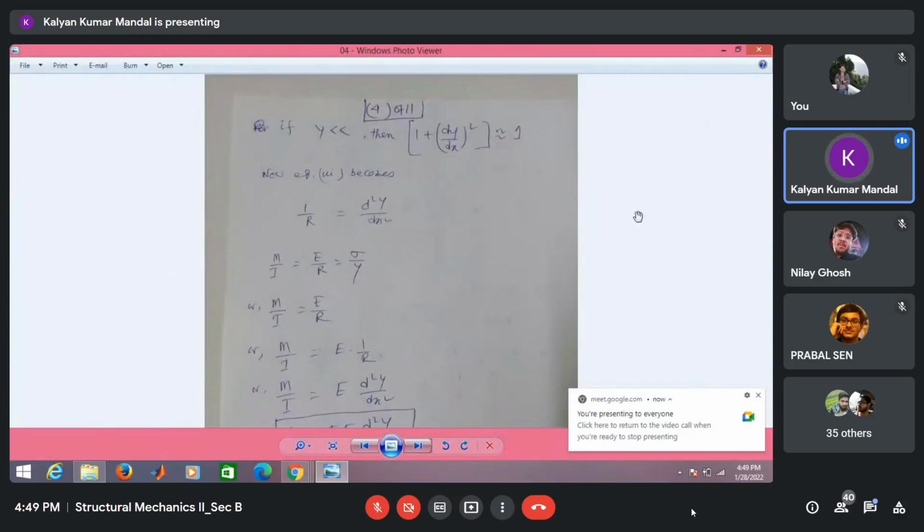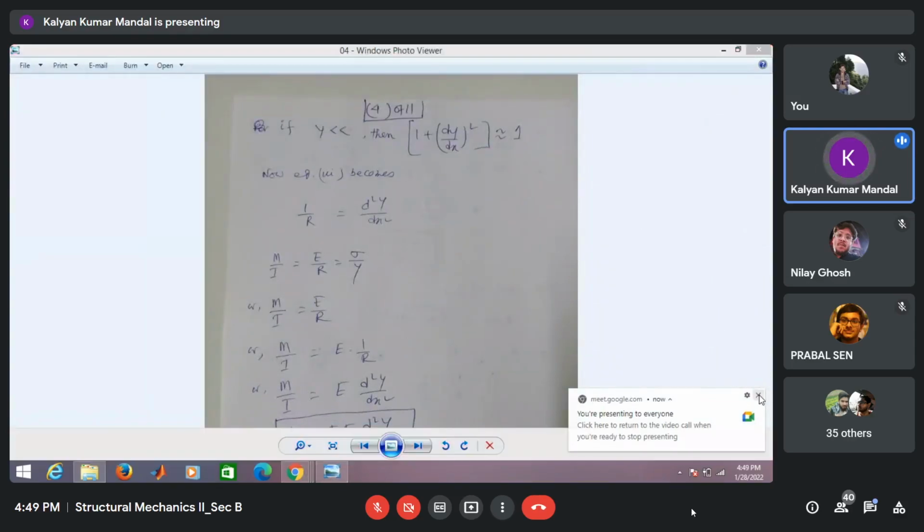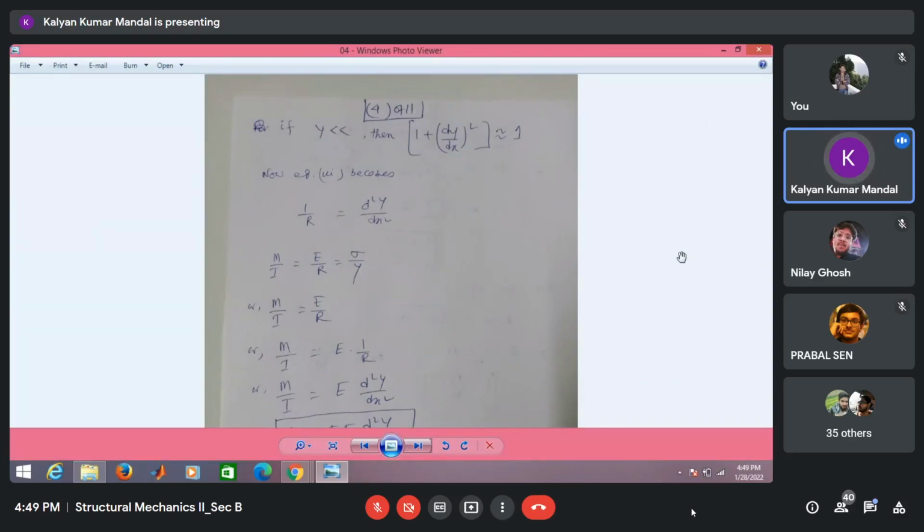Okay, that means we can differentiate our problem as a small deformation problem and a large deformation problem. If we assume the deformation is large, then 1 plus (dy/dx) squared is not equal to 1, and if it is a small deformation problem, then 1 plus (dy/dx) squared is equal to 1. In most cases we consider our problem to be a small deformation problem, not a large deformation problem.